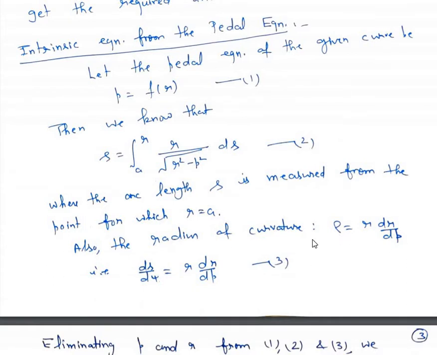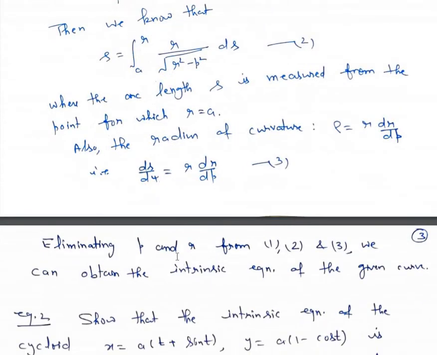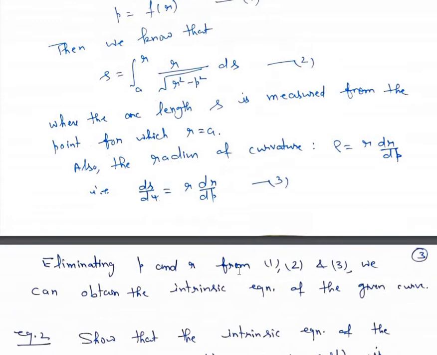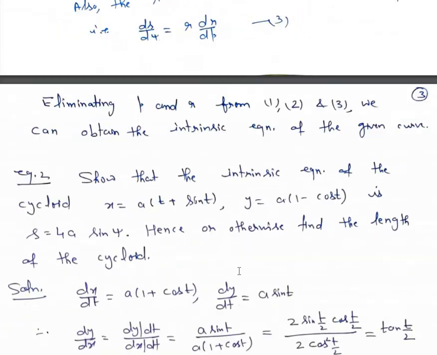Now rho is given by ds upon d psi. So then eliminating p and r from equation numbers 1, 2 and 3, we will obtain the relation between s and psi, and therefore we get the intrinsic equation of the curve. Now let's take a few examples.